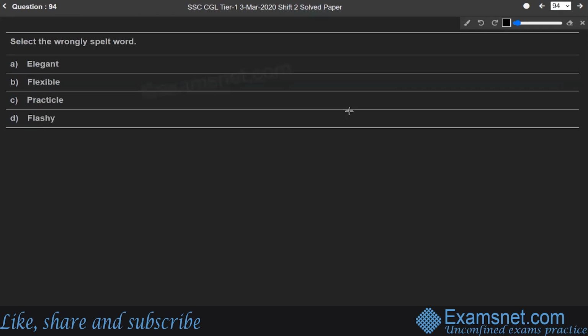Next question is select the wrongly spelled word. See, it is a very simple question. All we have to do is we have to select or find the word that has the incorrect spelling. So let us have a look towards all the options. First option is elegant. The spelling of the word elegant is absolutely correct here. Elegant means graceful. The next word is flexible. Flexible is also correctly spelled here. And flexible means something that can be changed easily.